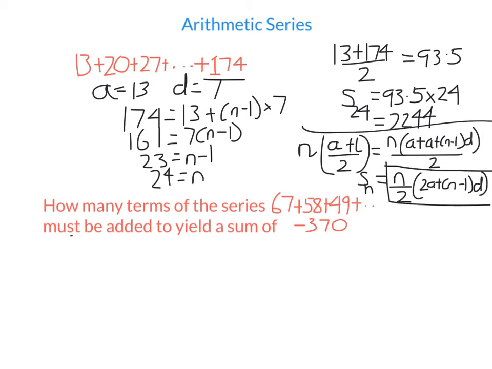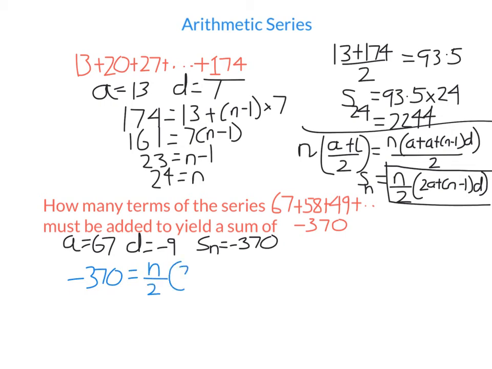So we clearly have here A is 67, and D, it's going down by 9, so it's negative 9. We know that the sum of the n terms we're interested in is minus 370. So using this formula here, I have Sn is equal to n over 2 times A plus n minus 1 times D. So I need to solve this equation.